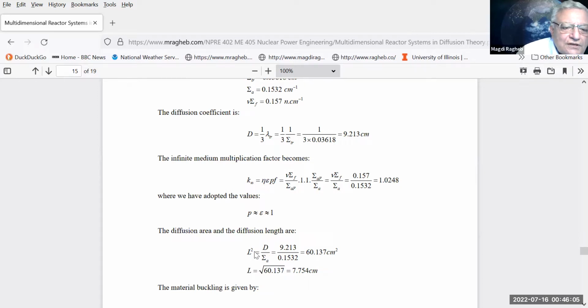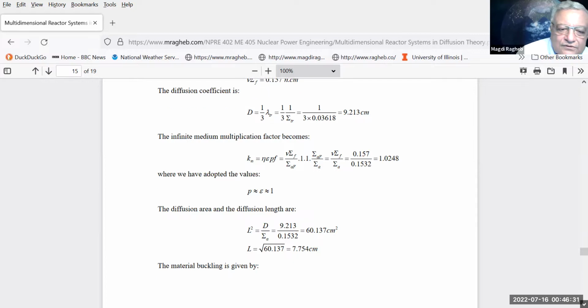The diffusion area can be taken as D over sigma A. We have the D here calculated 9.2 centimeters divided by sigma A 0.15, so that's 60 centimeters squared, which makes the diffusion length 7.57 centimeters. Again, this is not millimeters, it is not meters, so the characteristic dimension would be in the centimeter size.